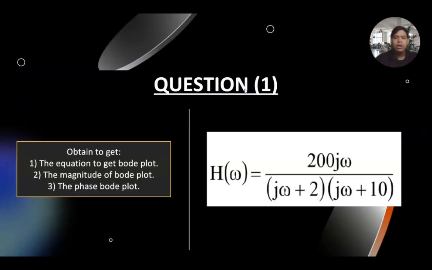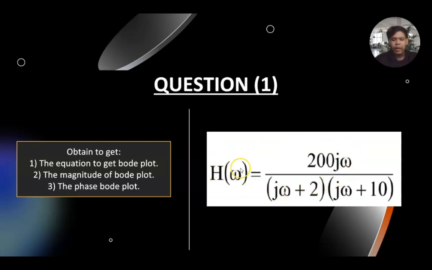So now we go to question 1. My group takes question A and question H. We will discuss question A. For question A, we obtain the equation to get the magnitude Bode plot and the phase Bode plot.